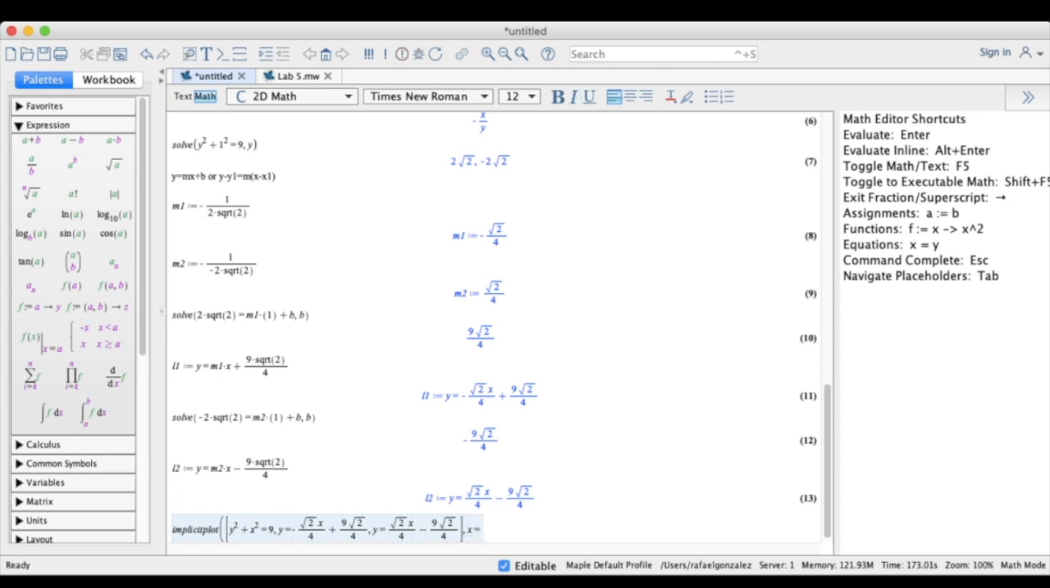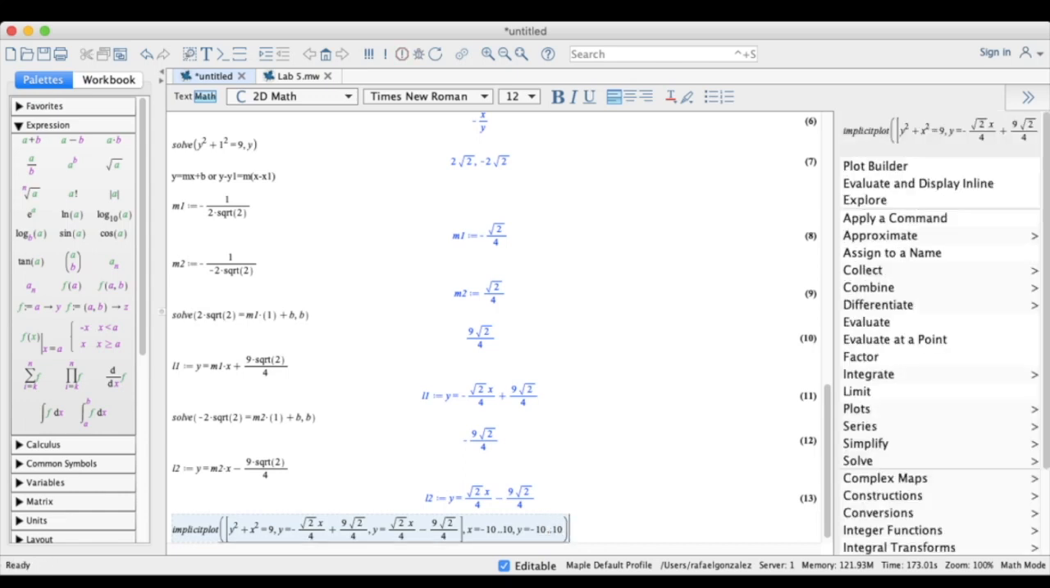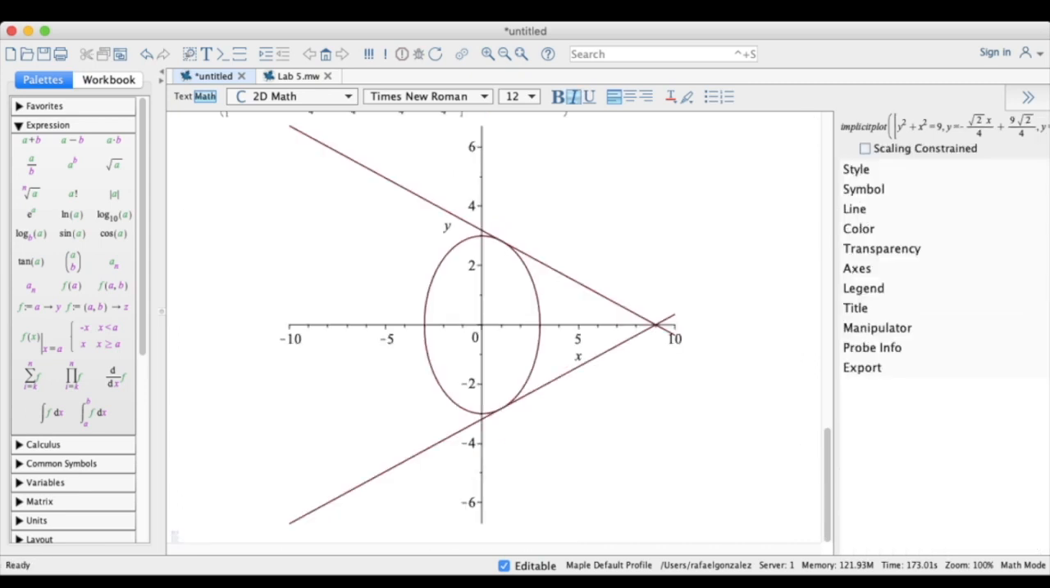So x equals minus 10 to 10 again. Y also equals minus 10 to 10. I'm going to opt to not put in the scaling constraint right now. When I press enter, I should have all three images on the same graph. And lo and behold, I do. I have my circle, which, because this picture is not constrained, it looks like an oval. And then I have my two tangent lines going through them.